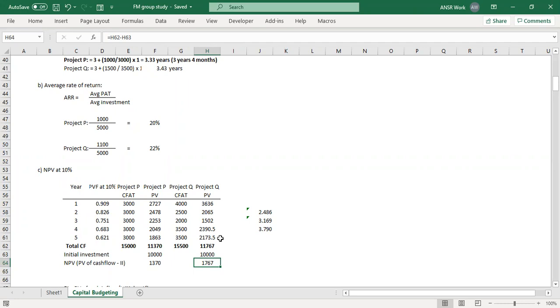Now if I ask you which one is better, more NPV or less NPV, what will you say? More. More is actually correct. I want to know the logic of less. Somebody said less. Why less? How do you perceive it?